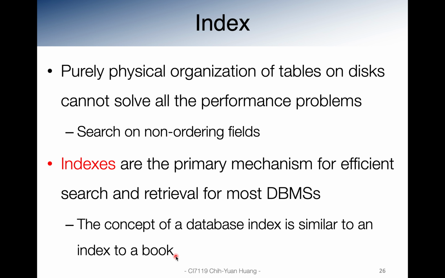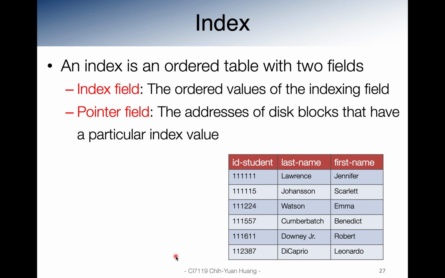Let me give you an example. By definition, an index is actually an ordered table with two fields. The first field is the index field, which holds the ordered values of the indexing field. The corresponding field is the pointer field. The pointer field contains the address of the disk blocks that have the particular index value.